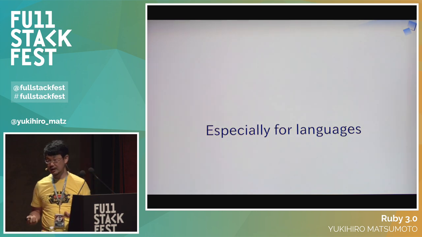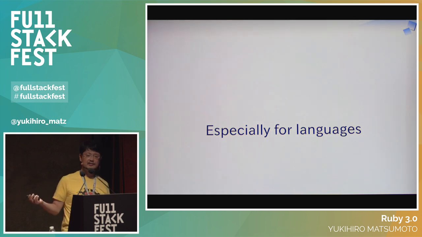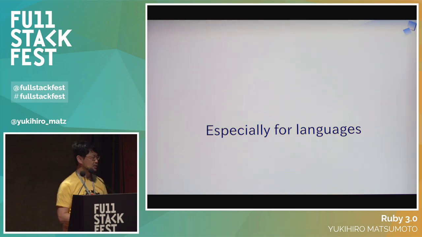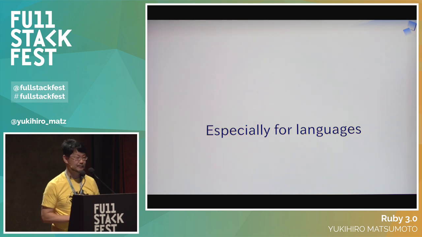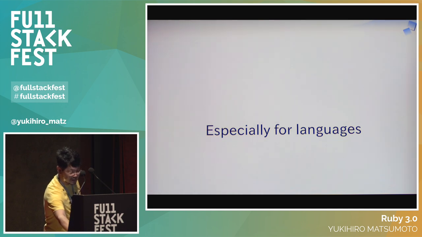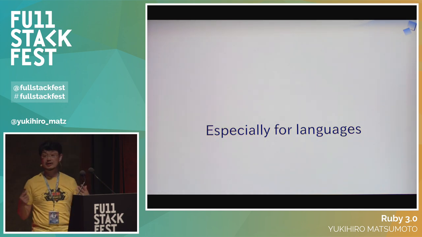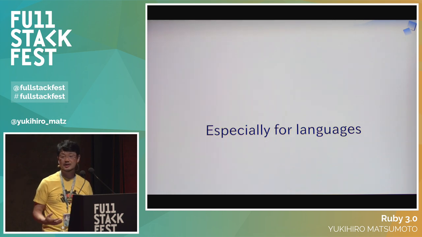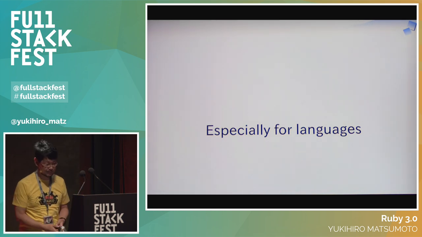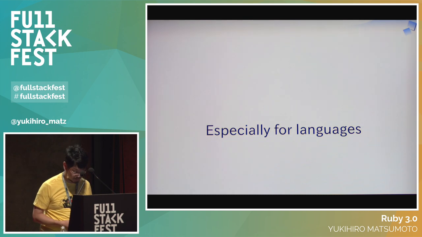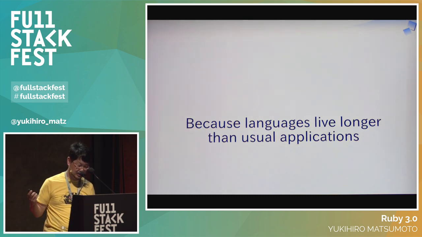Especially for programming languages, because programming languages have longer lifetimes compared to other applications. For example, we have the oldest programming language, Fortran, which still lives. It was born, I don't know, 60-something years ago. And very old programming languages like COBOL and Lisp still live. So programming languages tend to have very long lifetimes. Those long-living systems will suffer from second system syndrome, because a language will live longer than a user application.